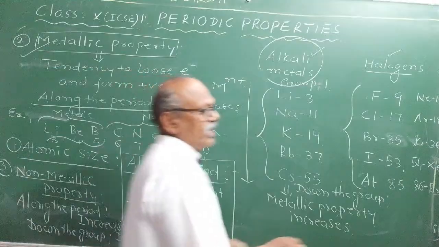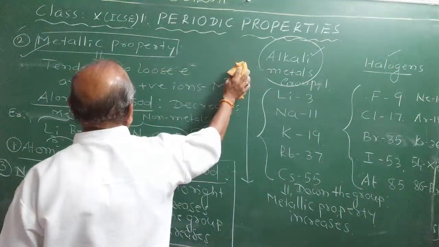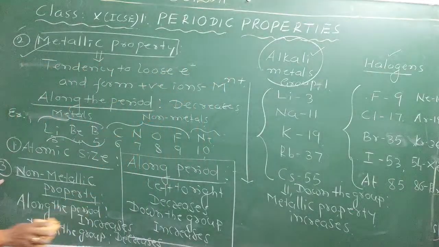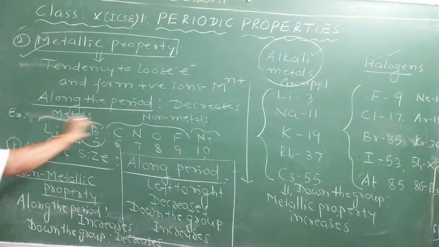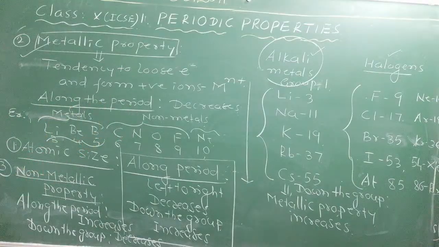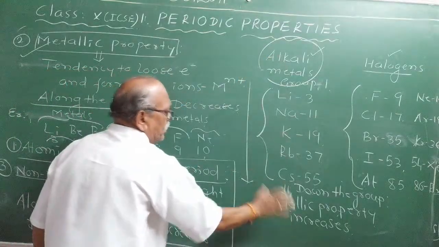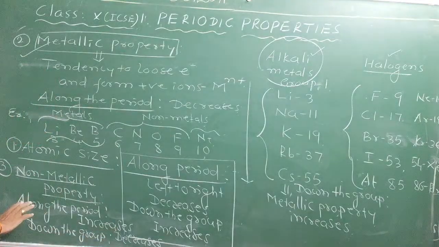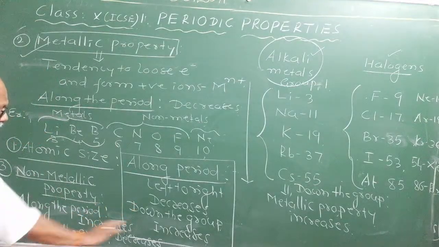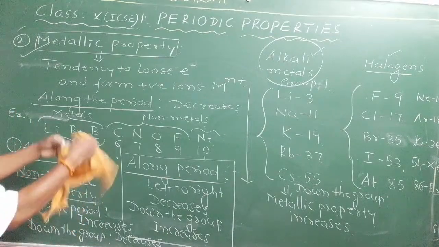Let me explain again by taking the two concepts. Why metallic property? I hope you understood these things. Remember correctly, metallic property along the period decreases, down the group increases. Reason why? Non-metallic property along the period increases, down the group decreases. Why? We try to understand logically.